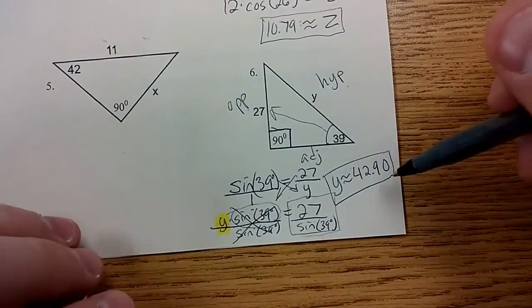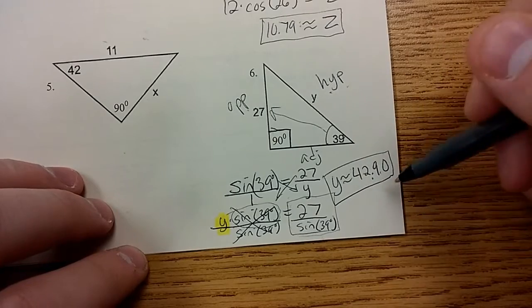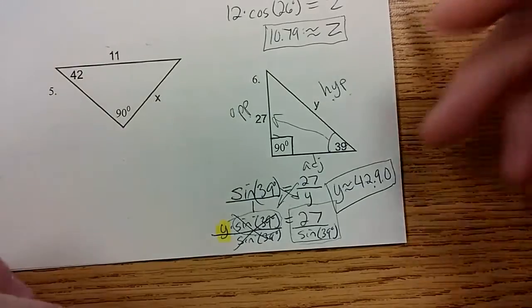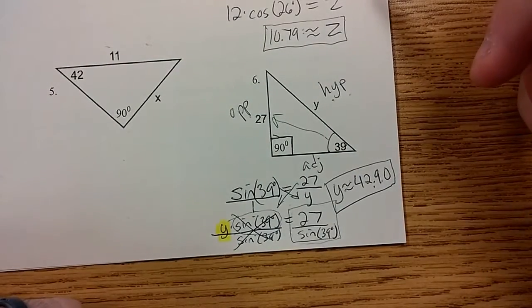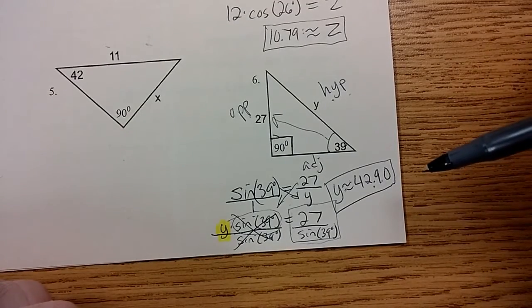Let's check, see if the answer makes sense. This is your hypotenuse. Your hypotenuse should be your biggest side length. 42 is larger than 27, so yes, that does make sense. If you got a hypotenuse that was smaller than 27, then it kind of goes against the definition of hypotenuse, where it is always the longest side in the triangle.